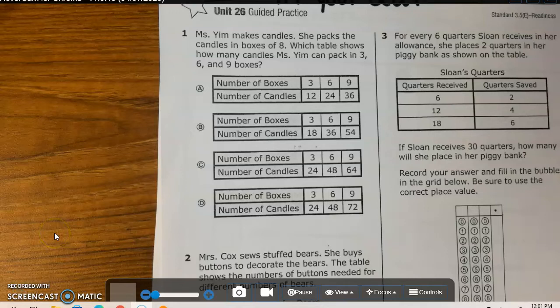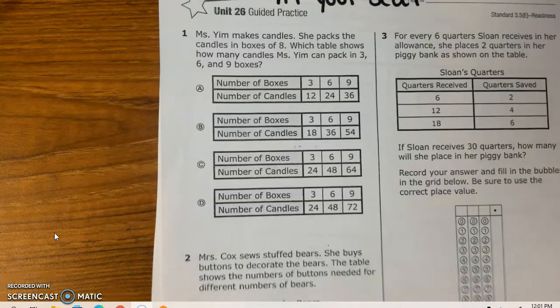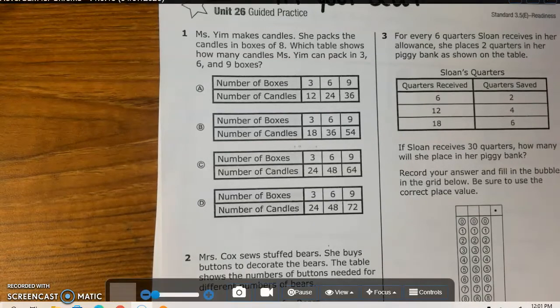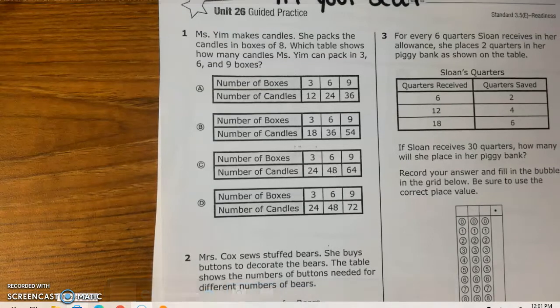Alright guys, this is At Your Seat. You should have page 208, which is found in the At Your Seat box. And Ms. Hiller's going to work number 1 out with you. If you notice, we're looking at input-output tables. And just a reminder that we will be taking our test again in 2 weeks.